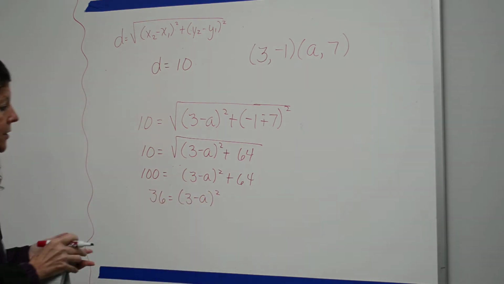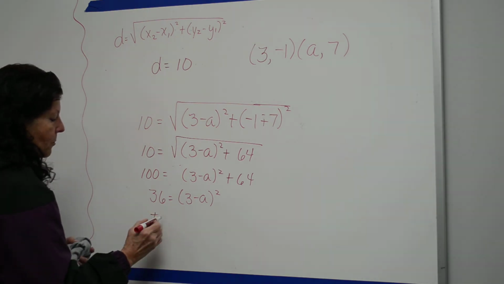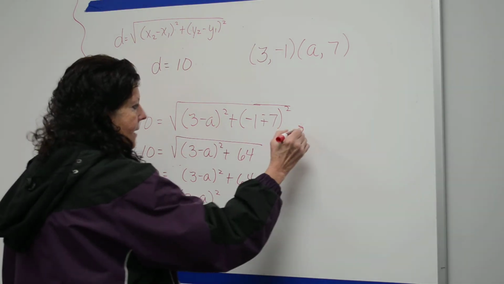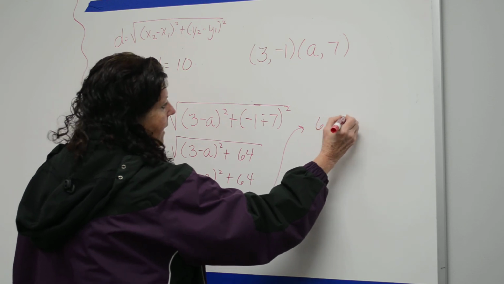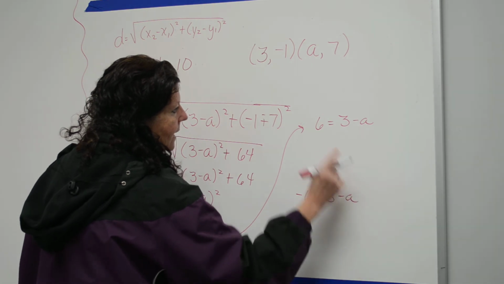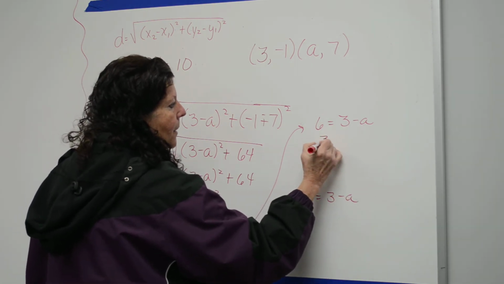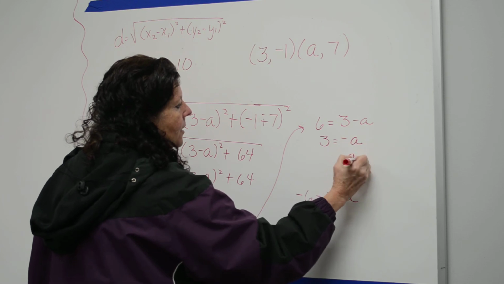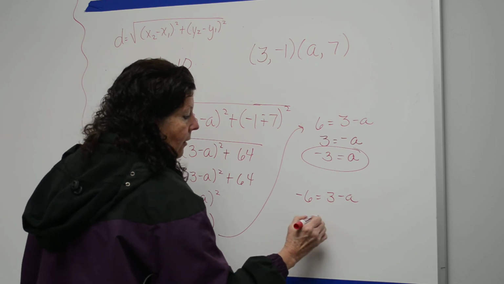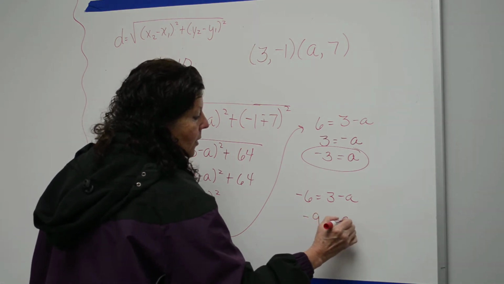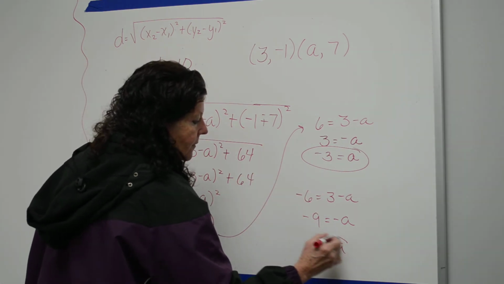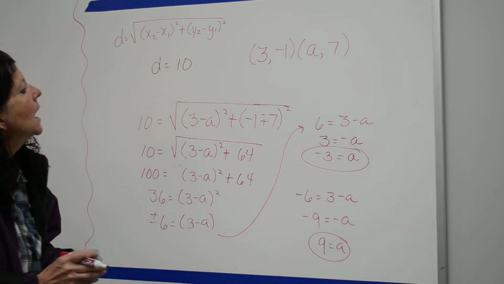And again, I'm going to take the square root of both sides. So I have plus or minus 6 is equal to 3 minus A. That separates into two problems. Positive 6 equals 3 minus A. And -6 equals 3 minus A. I'm going to subtract the 3. Going to get a positive 3 here equals -A. So A is going to equal -3. That's one answer. Then I'm going to subtract the 3 here, and that's going to give me a -9, which is going to give me a -A. So A is equal to +9. Those are your two answers.